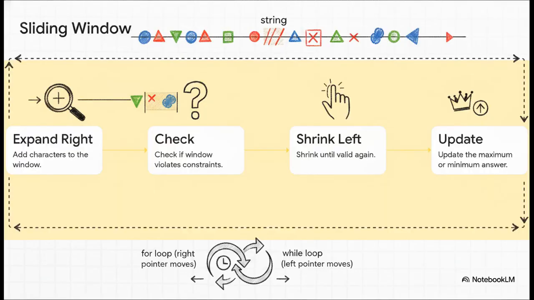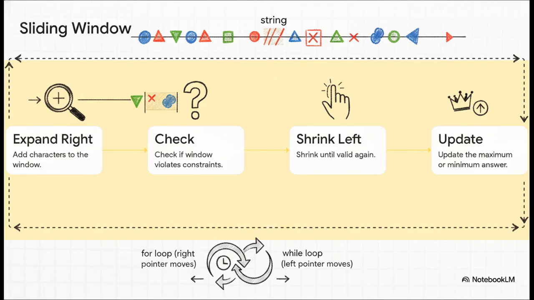So the absolutely crucial takeaway here is this mantra. Expand right, check validity, shrink left. You eagerly expand the right pointer to pull new characters into your window. Now, if the window suddenly breaks the rules of the problem, like say capturing a duplicate character, you just shrink the left pointer until the window is valid again.